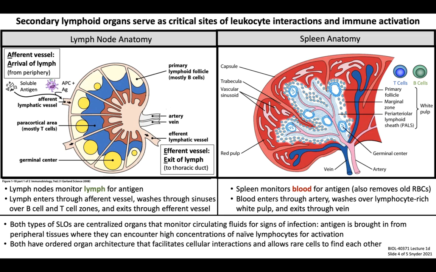This organ architecture is especially important when considering that for any given antigen, the immune system needs to find a very small number of lymphocyte receptors that may bind to and recognize that antigen. Therefore, the high density of naive lymphocytes that are housed in secondary lymphoid organs helps to facilitate cellular interactions that allow rare cells to find each other. That is, it increases the likelihood of a given lymphocyte antigen receptor to find an APC that's presenting cognate antigen.